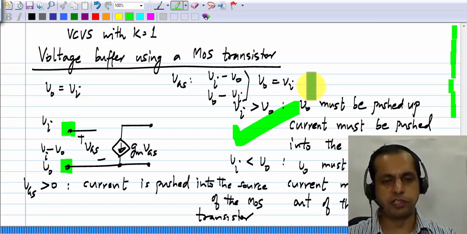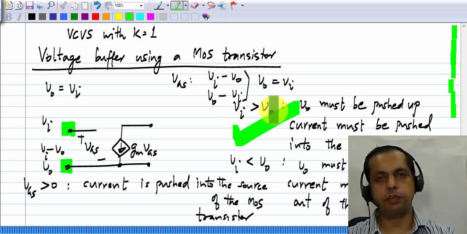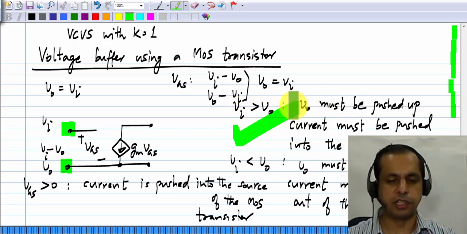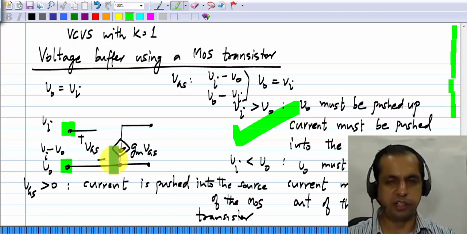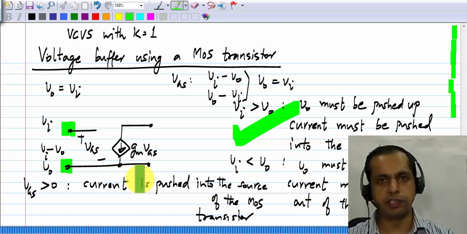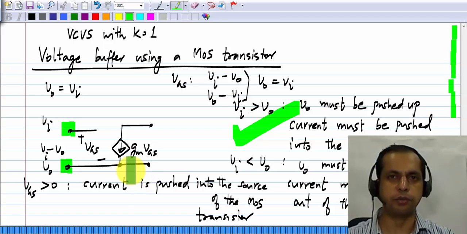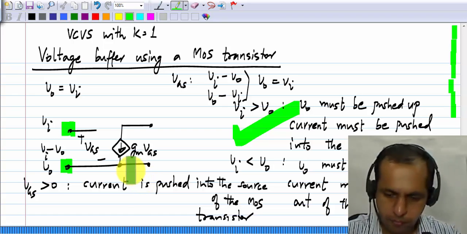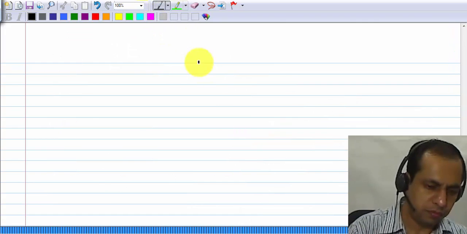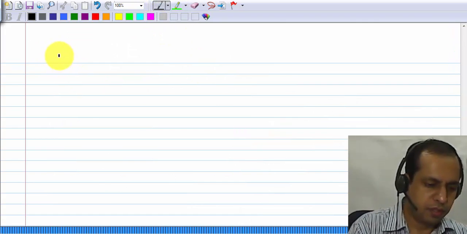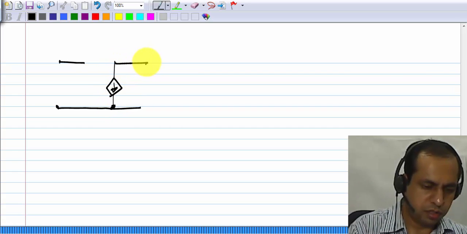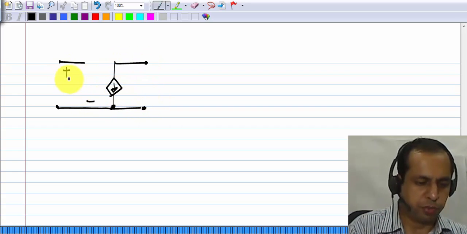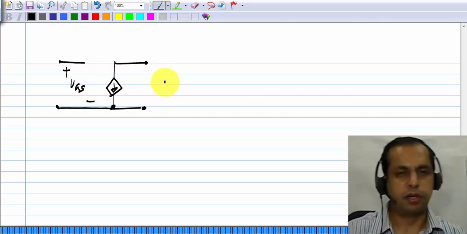So the principle here is negative feedback, and if Vi is greater than V0, V0 must be increased, and if Vi is less than V0, it must be pulled down, and so on. And how do we increase or decrease a voltage while using a current source? We have to push current into a node to increase its voltage and pull current out of a node to reduce its voltage. So let me redraw this. By the way, I am starting from the small signal picture of the transistor.